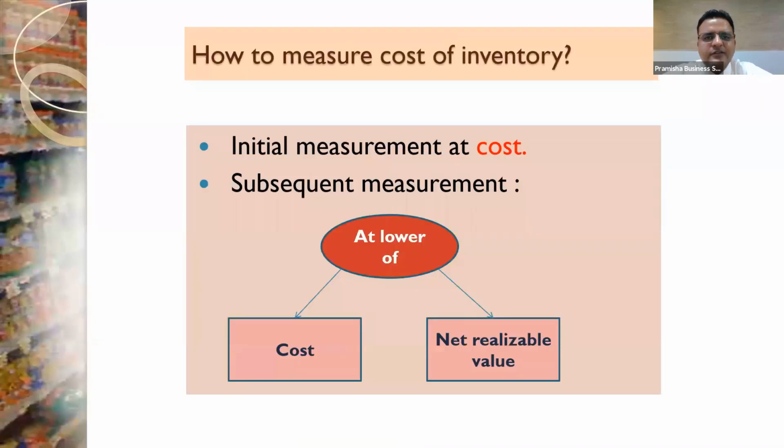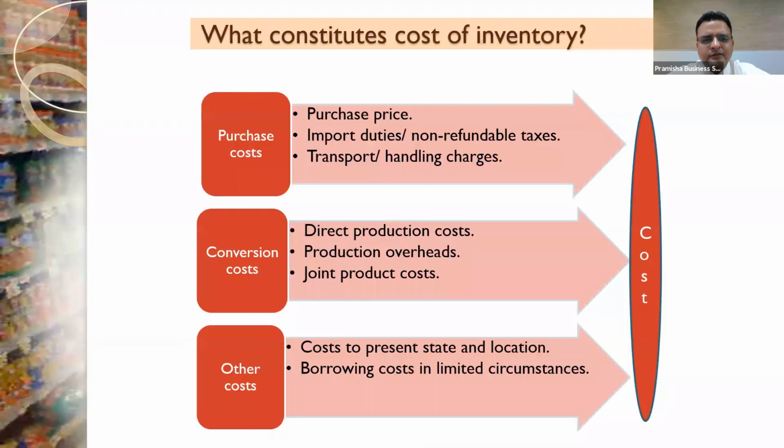How to measure cost? Initially, we measure it at cost, which means whatever we have incurred to build up that cost, if you have purchased it or if we have self-produced it. Subsequently, we measure it at the lower of cost or NRV. This is the golden principle which everyone knows.